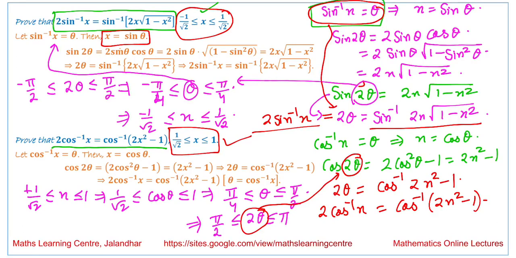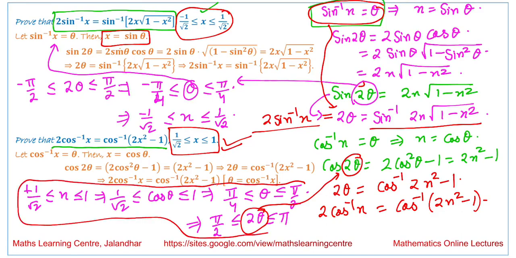Now suppose in place of this condition any other condition is given, we have to verify whether we can take the inverse over that region or not. The importance of this condition is that we have to verify whether for these values of x, the value of this 2 theta, because we are writing cos inverse over here, satisfies the conditions of the principal values. So that is why these conditions are given over here.